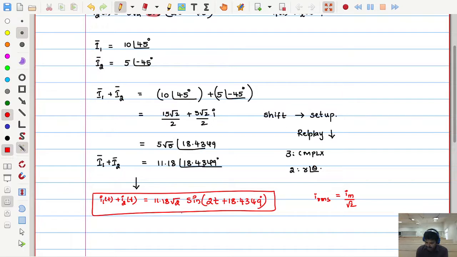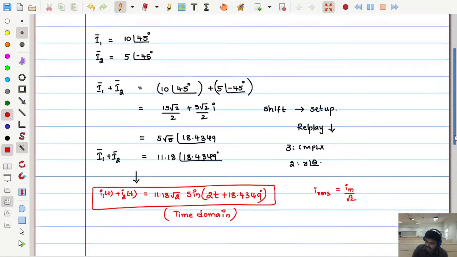Ultimately I need this, which we call the time domain function. This is time domain because the current is expressed as a function of time, small t. If small t is not there, we call that the frequency domain or phasor domain. So this is the time domain equivalent, the sum of the currents.